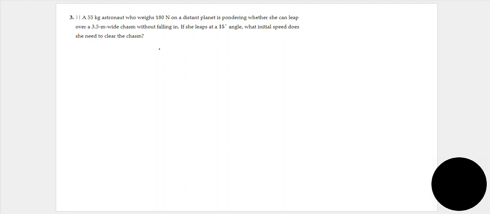Hey students, let us explain this exercise. In this case, we have a 55 kilograms astronaut who weighs 180 newtons on a distant planet, and she's pondering whether she can leap over a 3.5 meters wide chasm without falling in. If she leaps at a 15-degree angle, what should be the initial speed that she needs to clear the chasm?